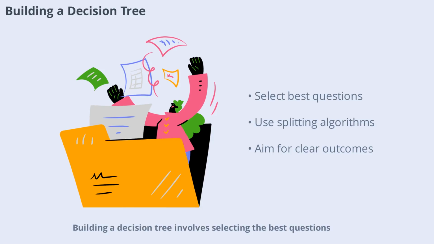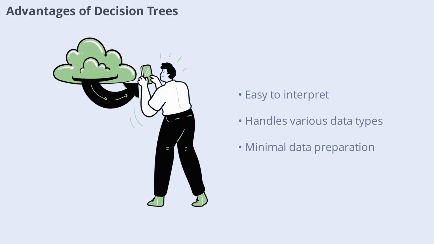Building a decision tree involves selecting the best questions or tests to split the data at each node. The goal is to organize the data so that each branch leads to a clear and distinct outcome. This process often uses algorithms that measure how well each split separates the data, such as information gain or Gini impurity. By carefully choosing splits, we create a tree that accurately reflects the decision-making process and helps predict outcomes for new data.